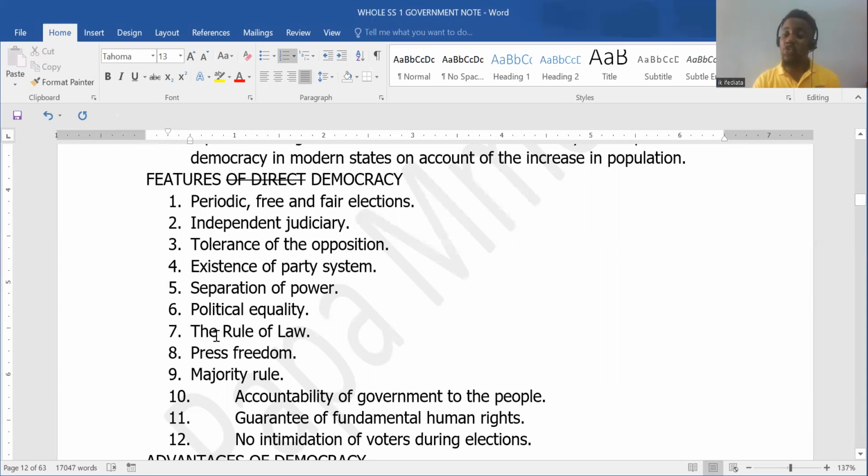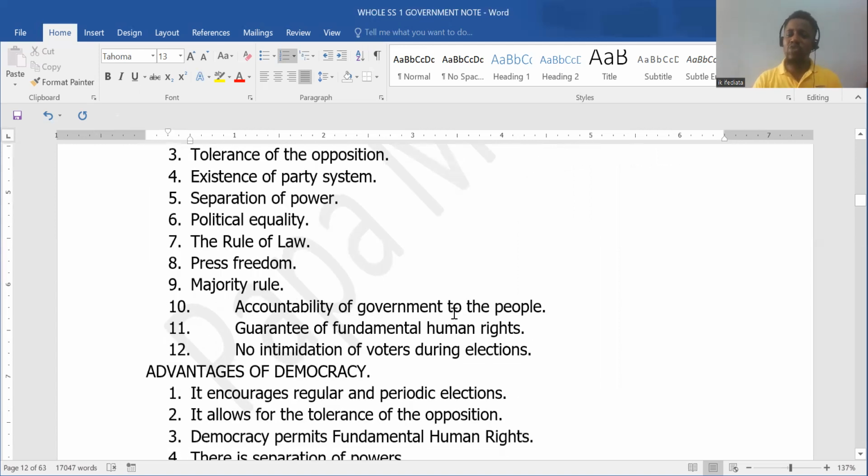Separation of governmental powers between the executive, legislative, and judiciary is a topic of its own in government. Political equality. The rule of law, supremacy of the law over everybody. That's what it means. Press freedom. Majority rule, a government that allows the view of the majority to stand. Accountability of government to the people, very important. Government must be accountable to the people. Guaranteeing and protection of fundamental human rights, right?